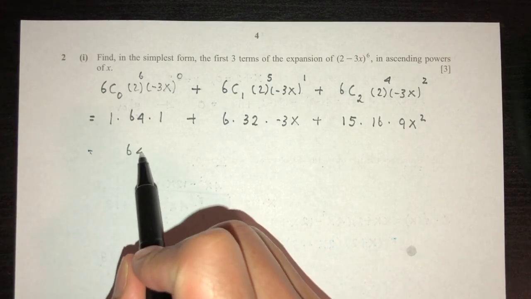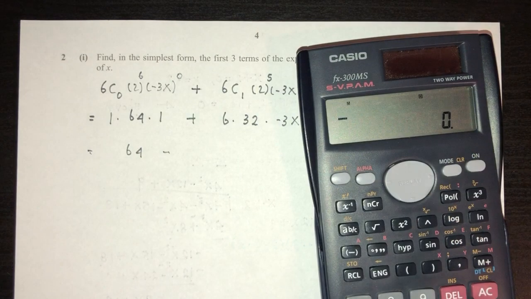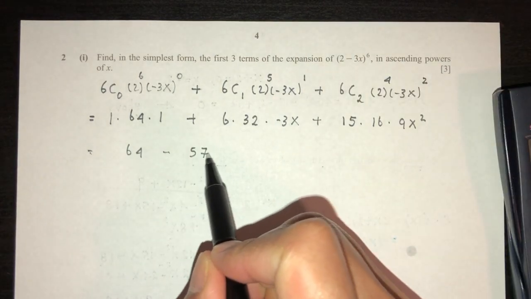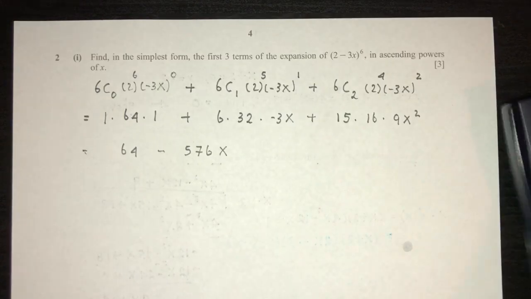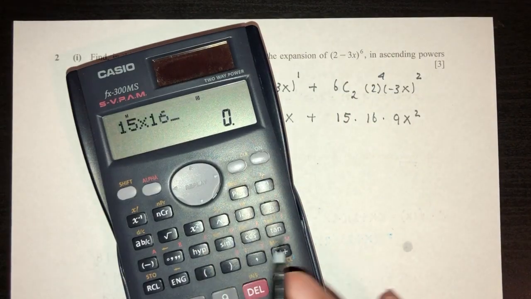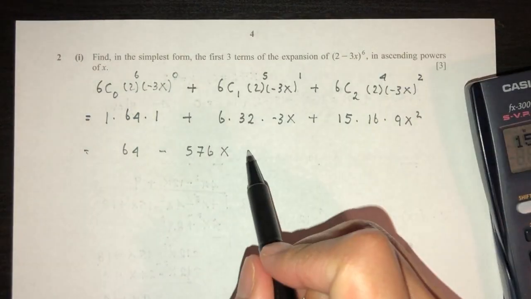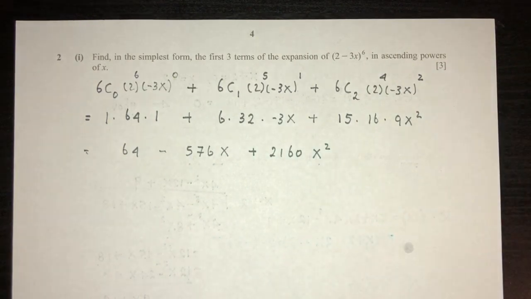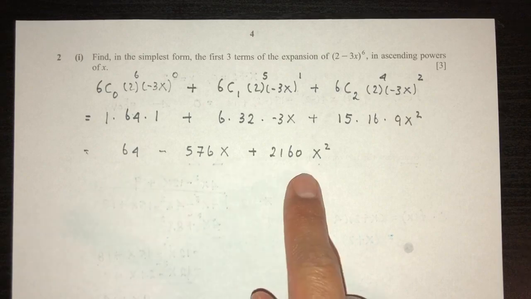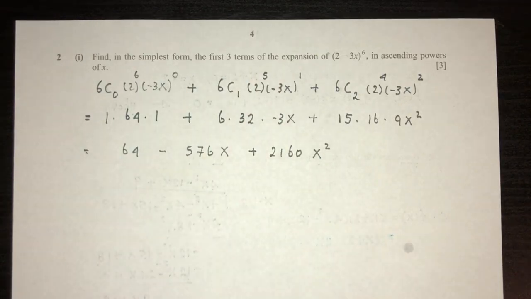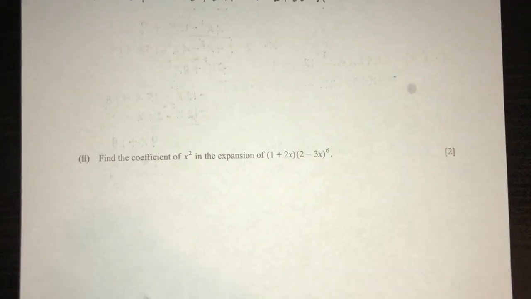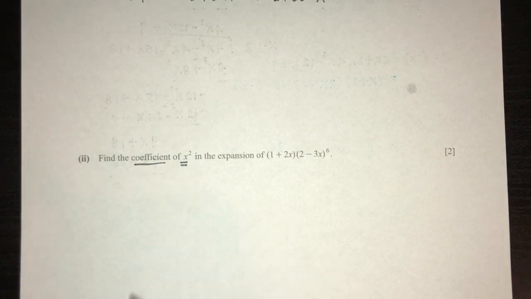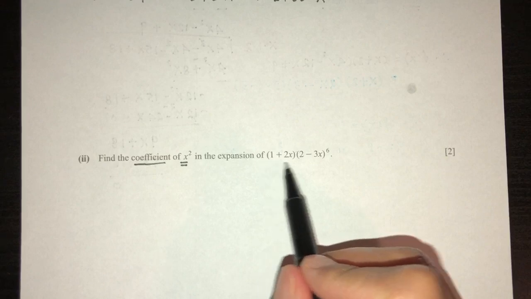That will become 64 minus 6 times 32 times 3, that will be 576x. And then we have 15 times 16 times 9, that will be plus 2160x squared. So this will be the first three terms of this expansion. That is part 1. Now part 2, we have to find the coefficient of x squared, not cube, sorry, in the expansion of this one.